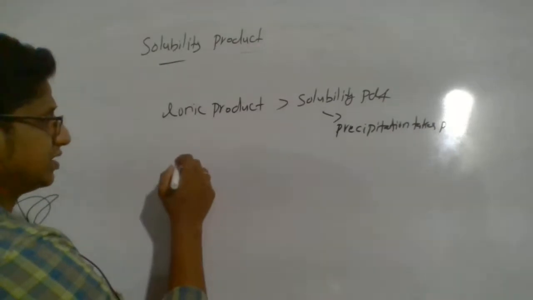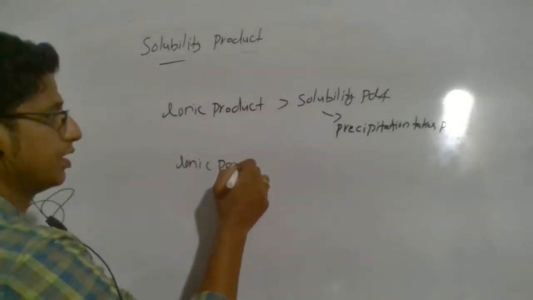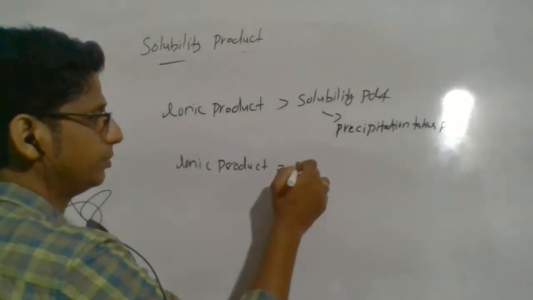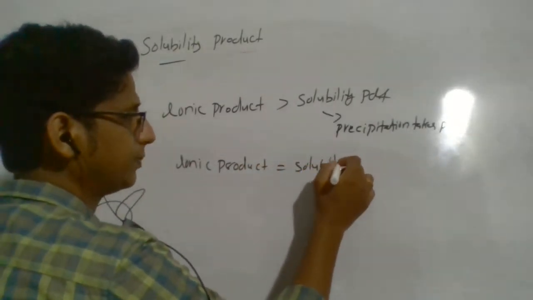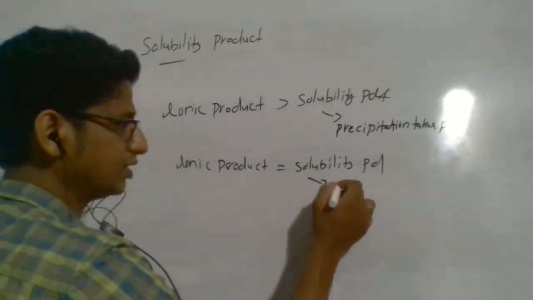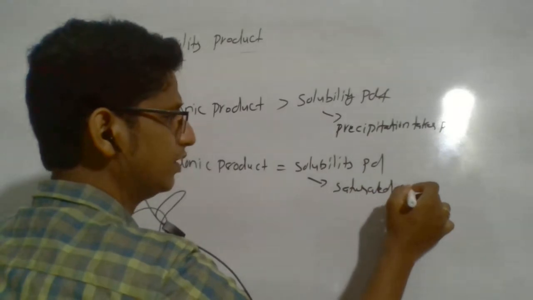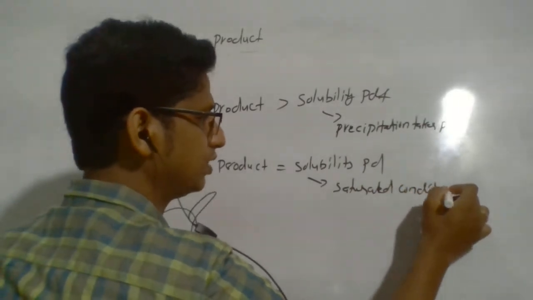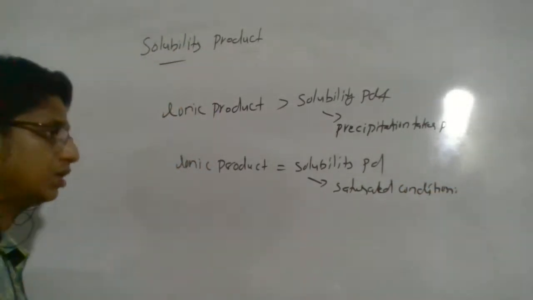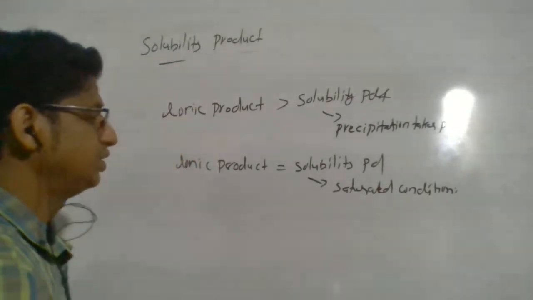Now let us think of another condition where ionic product equals solubility product. When ionic product equals solubility product, that's the condition you can call a saturated solution, where the maximum amount of solute has dissolved. So that condition you can call a saturated solution.